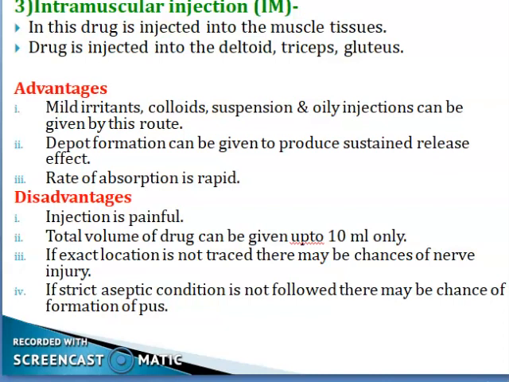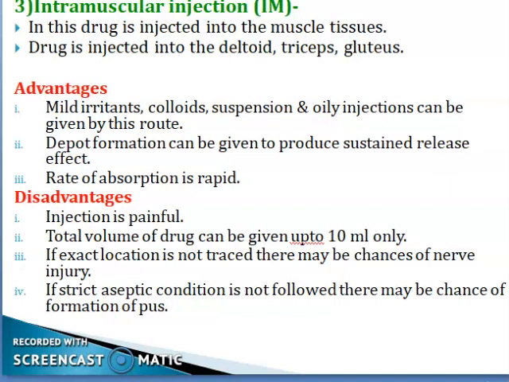Okay, so injections are given into the muscles. Drugs are injected into the deltoid, triceps and the gluteus muscles. So generally, where the muscular layer is greater, that is, the deltoid, triceps and the gluteus muscles, the drugs are injected. Now next are the advantages.